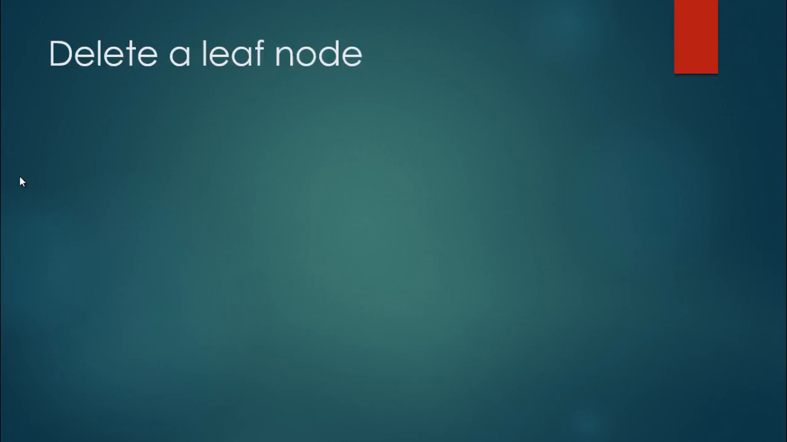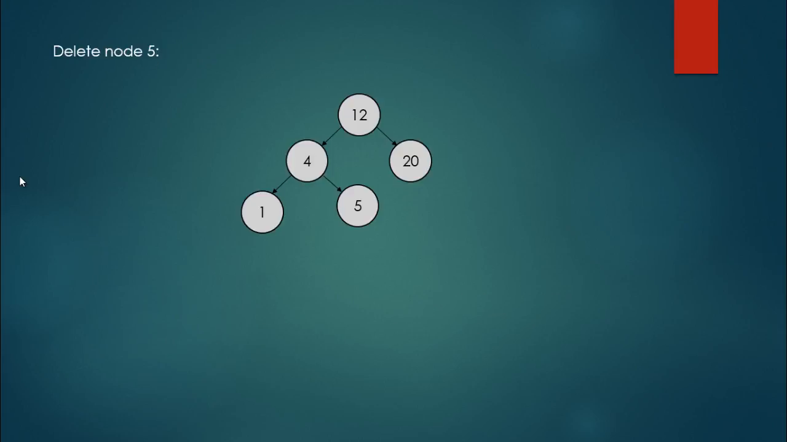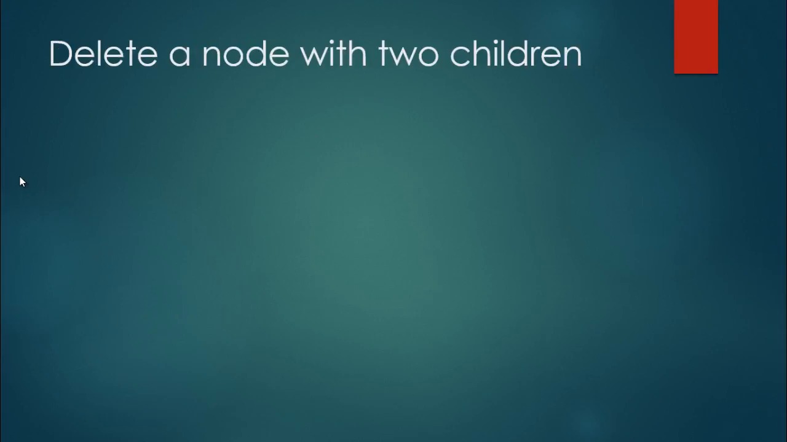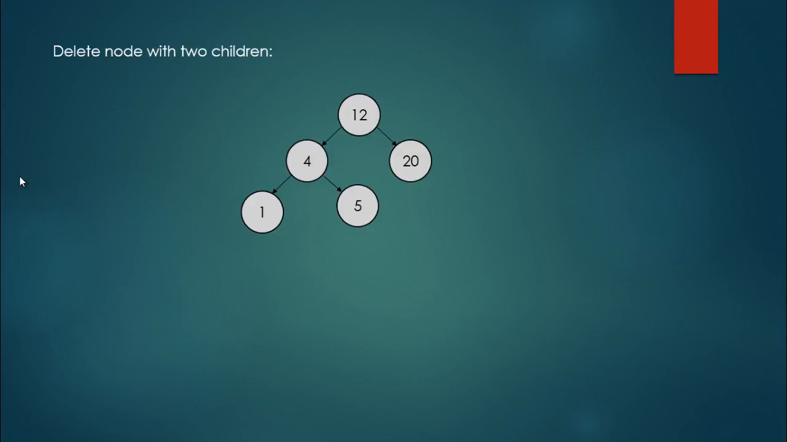So, for example, we want to delete a leaf node. It's very easy. We want to delete node 5. We have to search for it. And after we find it in logarithmic time complexity, of course, we have to remove it. How to remove it? We just set it to null and delete it. Okay. It's very easy, but how to delete a node with 2 children?